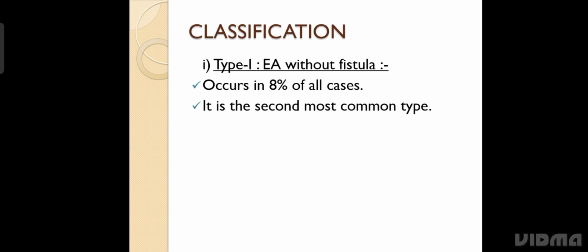Now we will see the classification of EA and TEF. There are 5 classifications: type 1, type 2, type 3, type 4 and type 5, that is H type.